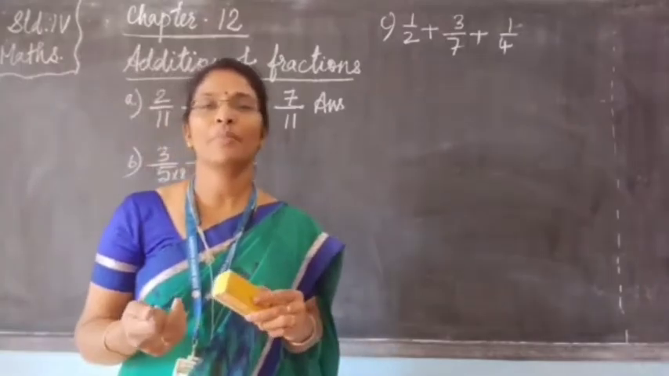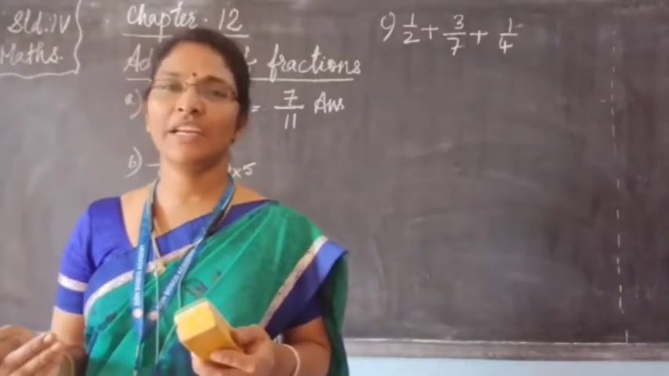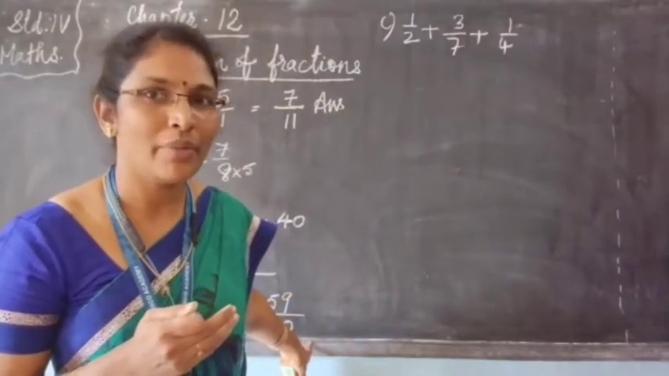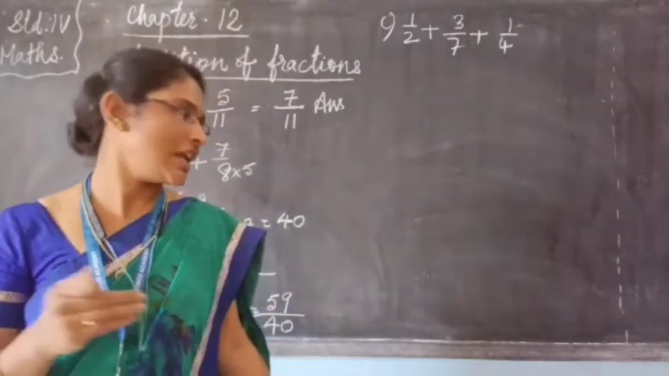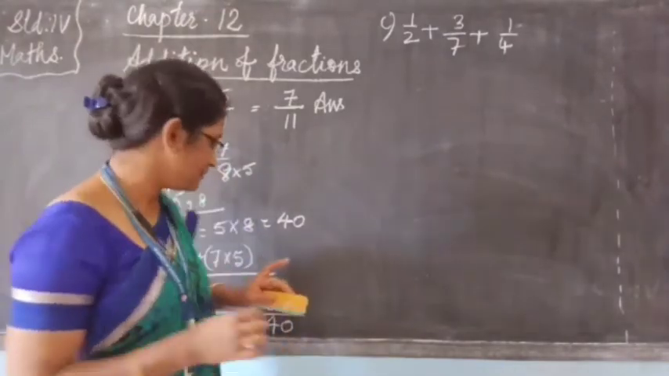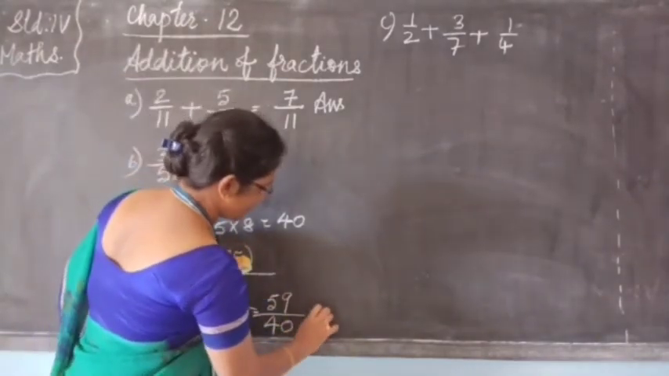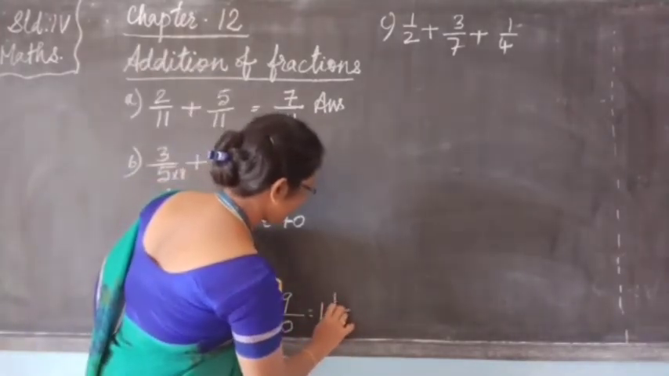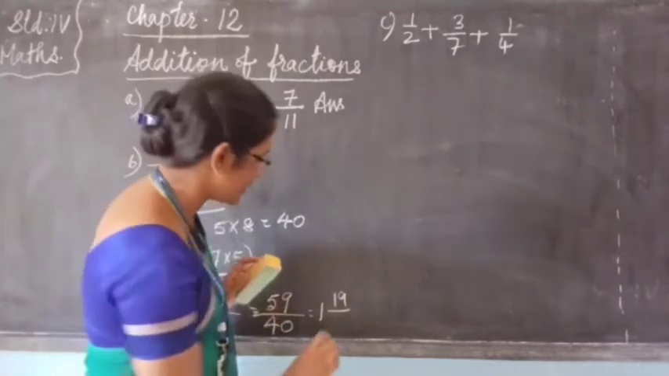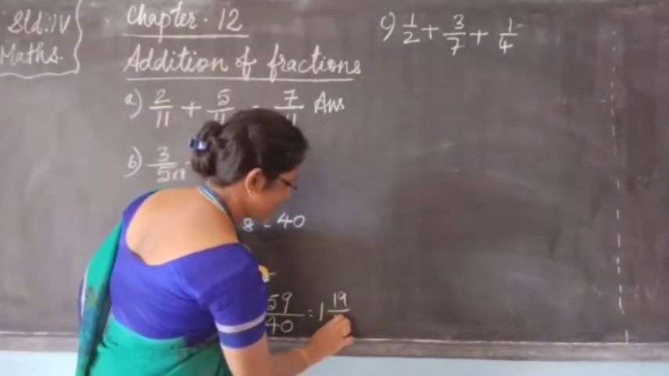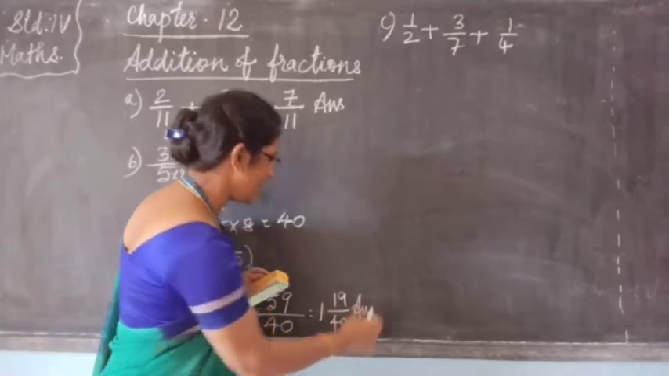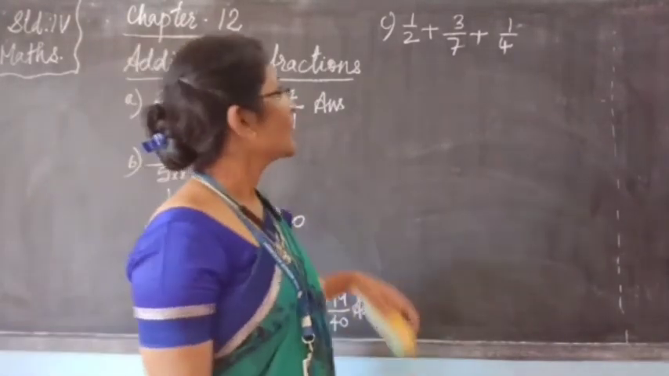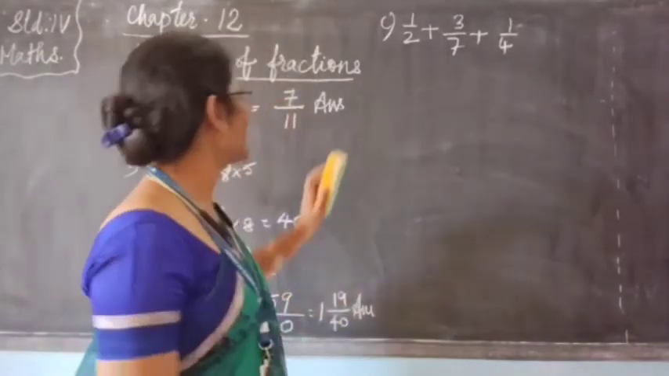For changing an improper fraction into a mixed fraction, what is to be done? The numerator 59 should be divided by the denominator. 59 divided by 40. What do you get? 1 40 is 40. Then what is remaining? 19 is remaining there. Then the denominator will be the same. Your answer will be 1 19 by 40. Okay? We can do one more question.